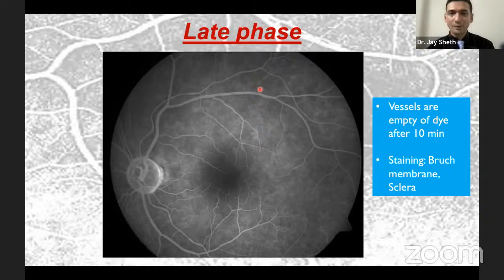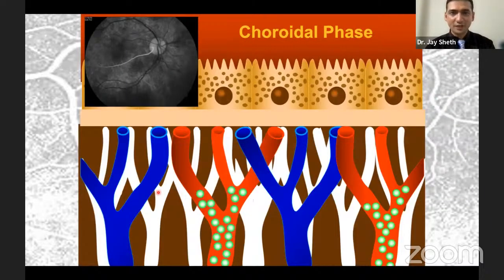Another very important marker is we look at the optic disc. Here we can see the margin of the optic disc will appear more white, that is more hyperfluorescent. This is because the dye starts getting collected along the walls of the optic disc. This is what we call staining. So these were the phases of the angiography.